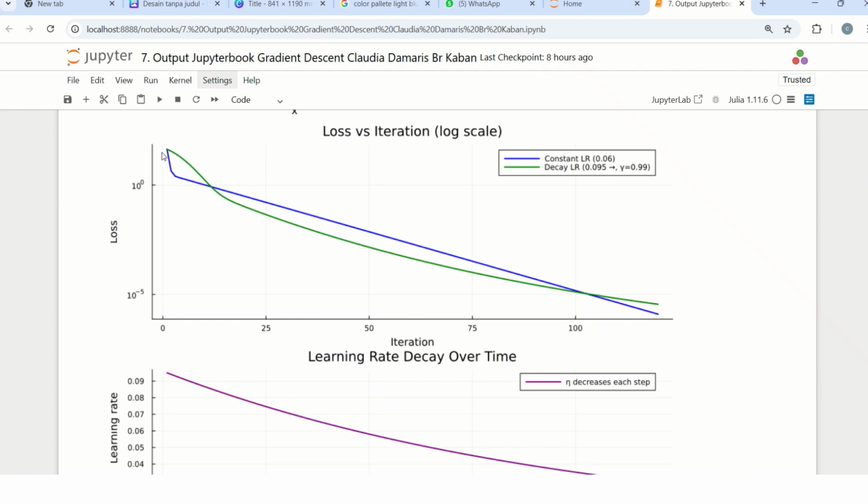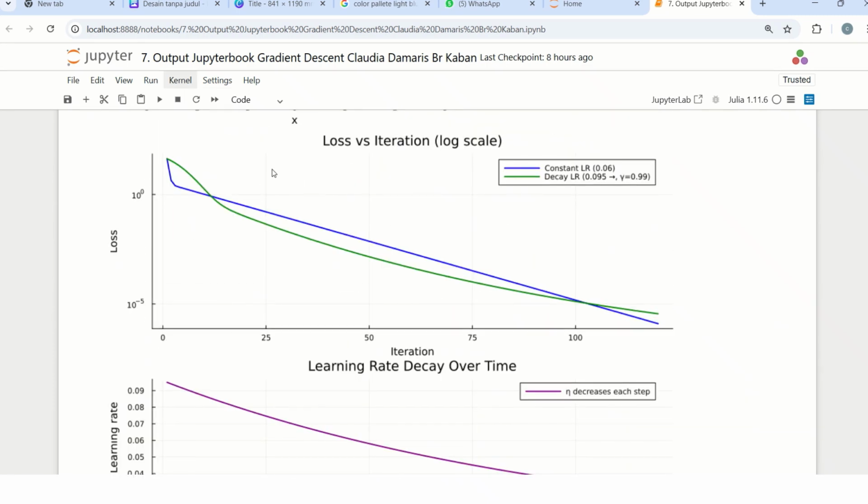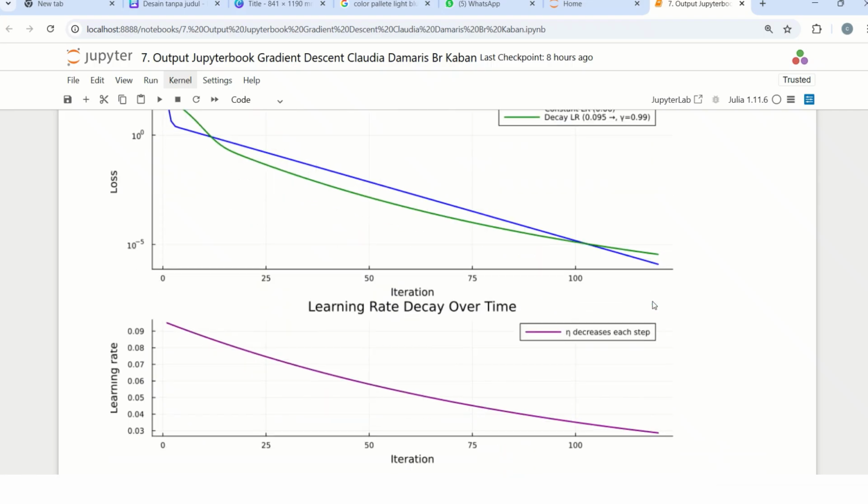However, if we pay more attention, we can see that the decayed learning rate is actually smoother, and on top of that we can see that it gradually decreases the oscillation towards the minimum. Together, these two graphs show that learning rate decay gives the best of both worlds, which is fast progress at the start and smooth convergence at the end.